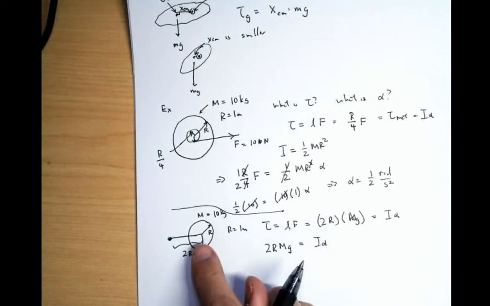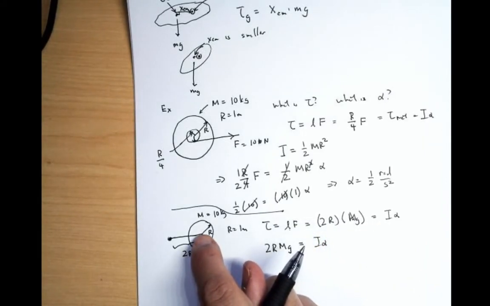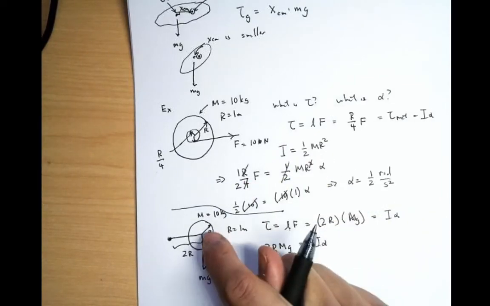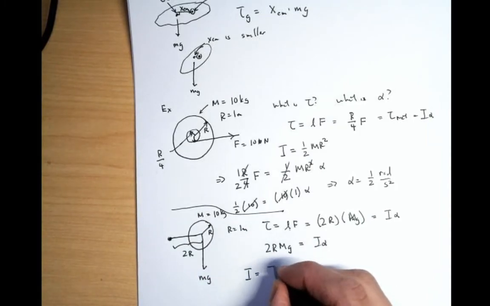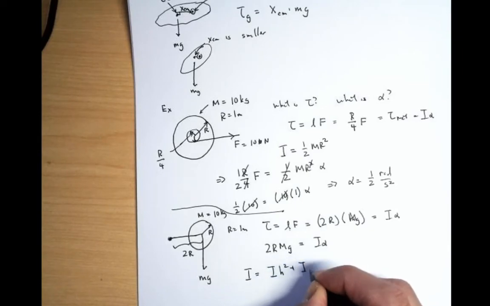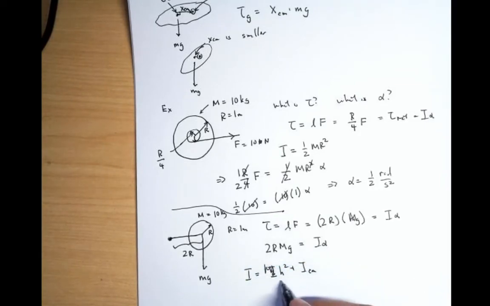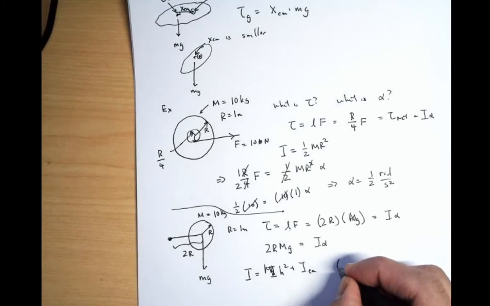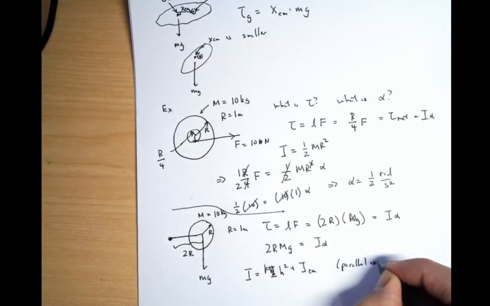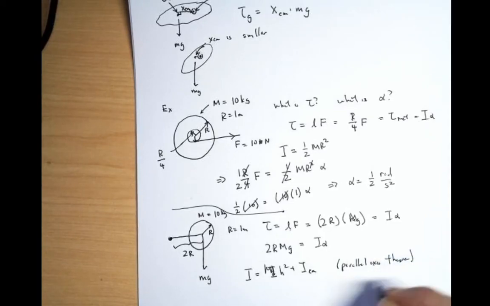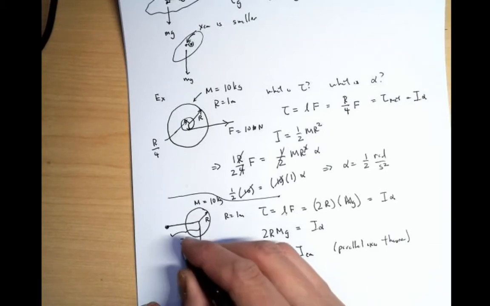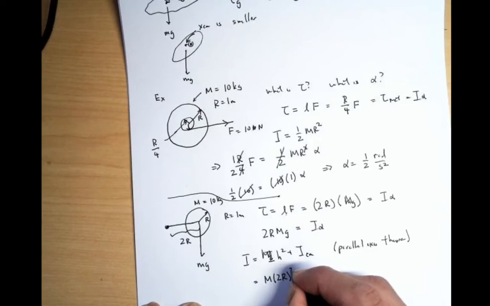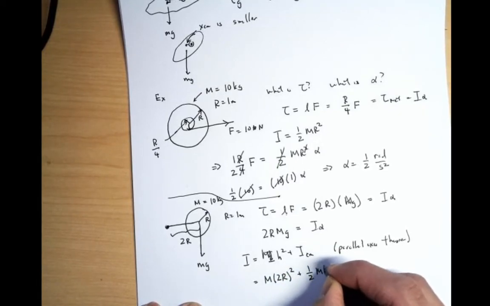Now we got to be careful here. This I, if it was rotating through center, would be 1/2 mr squared, but it's not, okay, it's off center, so we got to be careful about that. So I is equal to M h squared plus I center of mass, so the parallel axis theorem. Okay, so it's going to be equal to, let's see, so it's m, h is twice this, so it's 2r, squared plus 1/2 mr squared.